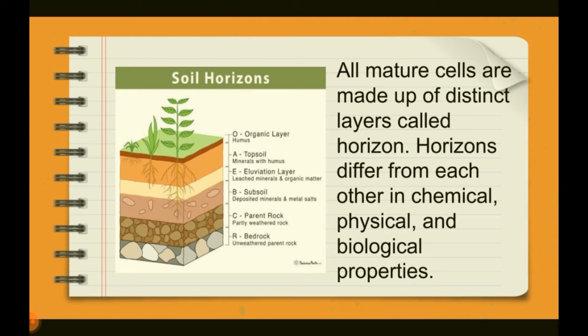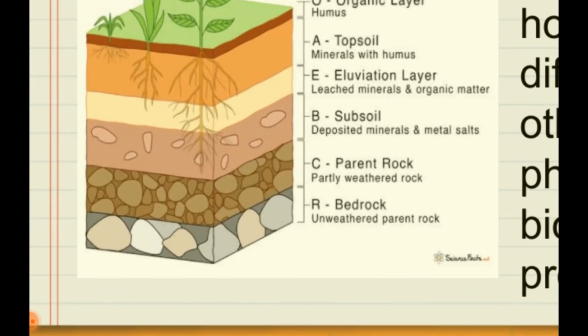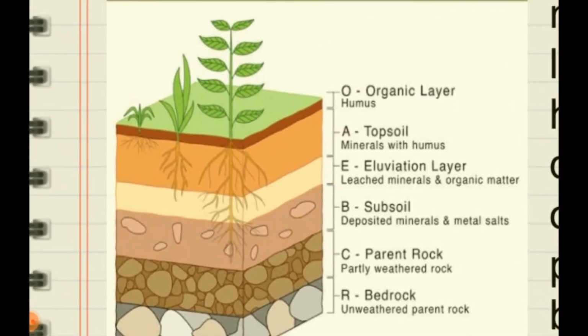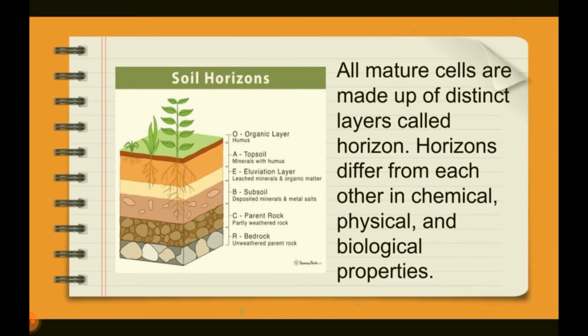It's very detailed. All mature soils are made up of distinct layers called horizons. Horizons differ from each other in chemical, physical, and biological properties. It's very different from A to E. So, this is the O, or the organic layer, the upper part. A, the topsoil, is the mineral layer with humus. E, the eluviation layer, leaches materials and organic matter. Subsoil, deposited minerals and metal salts. Parent rock, weathered rock. And the bedrock is the unweathered parent rock. So, that's the soil horizon.